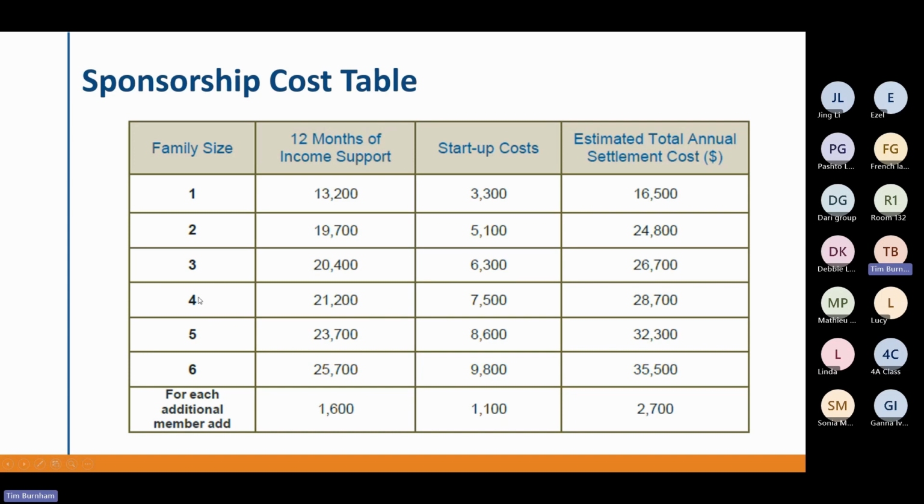If we go down and look at a family of 4 people, the cost goes up to $28,700. This is the minimum amount that you would have to pay in order to sponsor these refugees. But sometimes it does get more expensive depending on where they're going to live and how much their housing costs and things like that.